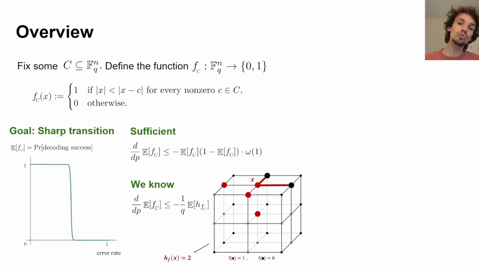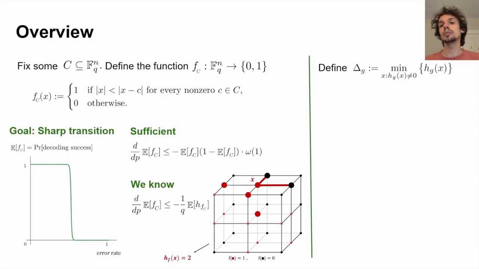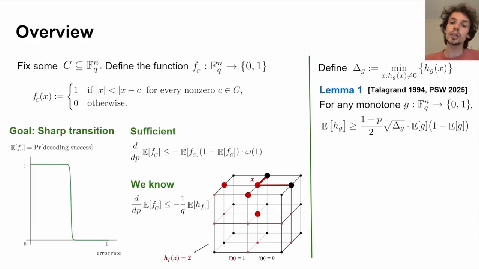So now there are two remaining pieces that we need to look at. So first, let me define delta_g for any function g. We define delta_g to be the minimum non-zero value of this neighbor function. So the first lemma that we're going to need is that for any function g, the expectation of h_g can be bounded this way. Okay, this is an isoperimetric inequality. It was proven in the case q equals 2 by Talagrand, and then we generalized it to arbitrary q.